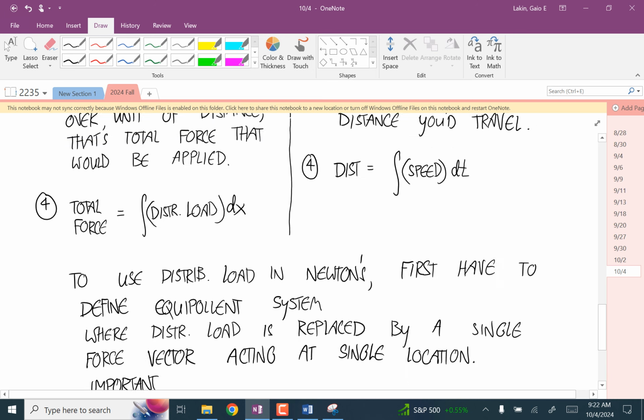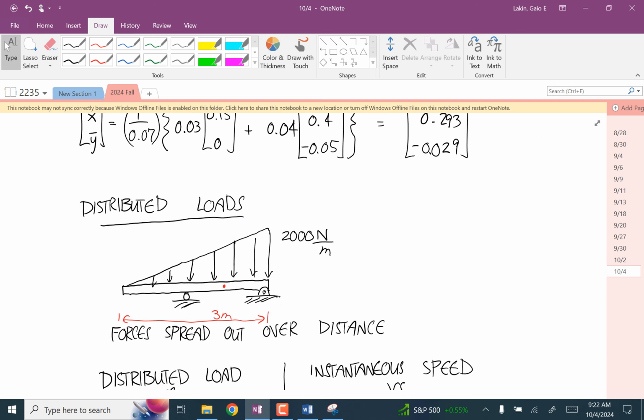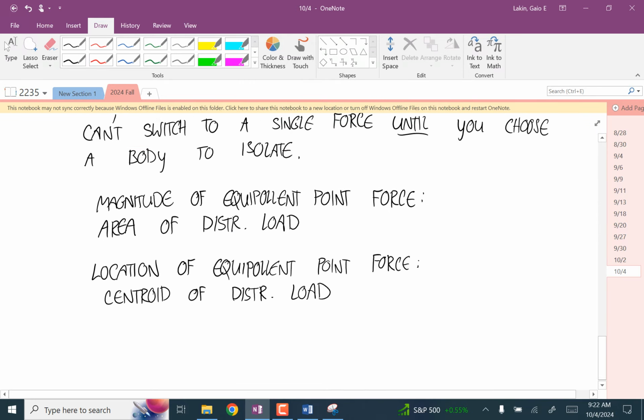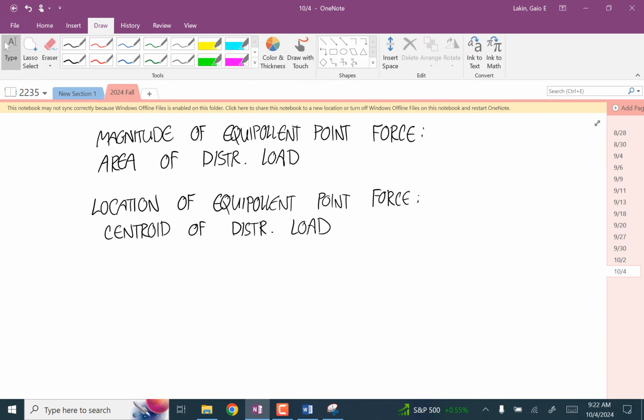Okay, so we're going to think of this distributed load as a triangular shape. It has an area, and its area, if you do the units, would be newtons, or whatever units of force you're using, and it would have a centroid, and that's where the point force is applied. Okay? Any questions about that before I just show some examples?